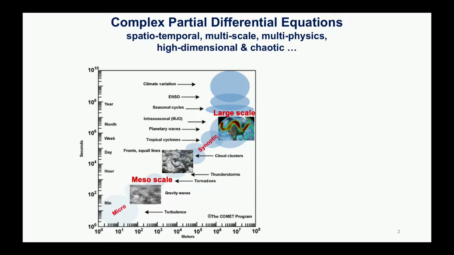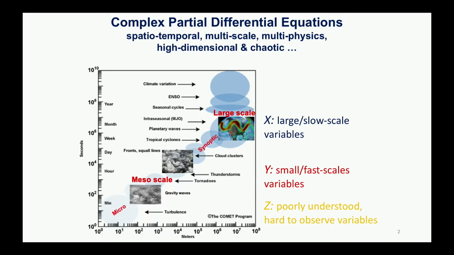So what they do is essentially simulate the larger scales at high resolution while they try to approximate the smaller scales with one method or the other. Throughout this talk, I'll talk about three distinct scales: X, which is the large-scale processes; Y, which would be intermediate scales, and really approximating these scales is the challenge in most numerical models. While we would have other poorly understood, hard-to-observe variables or processes which would be ignored in all simulations.